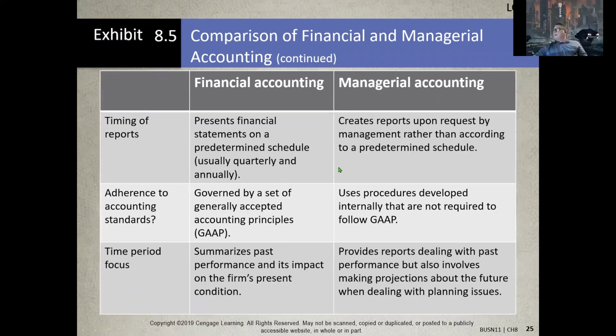And timing of reports. Financial accounting presents statements on a predetermined schedule, usually quarterly and annually. So every 3 months and then every year. You get to see a report of how they did every quarter and then one over the entire year. That way you can compare it to the quarter before, the year before, and the year before that. And you'll see many times that a company's revenue is cyclical.